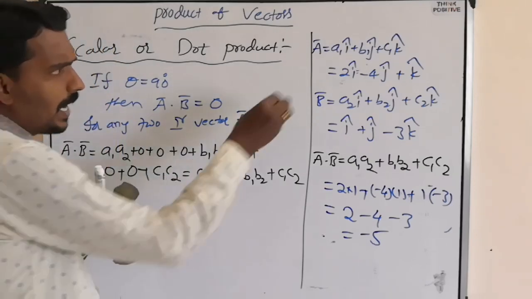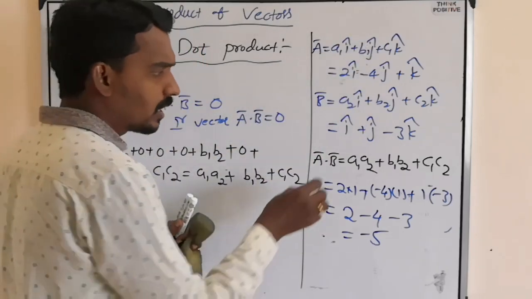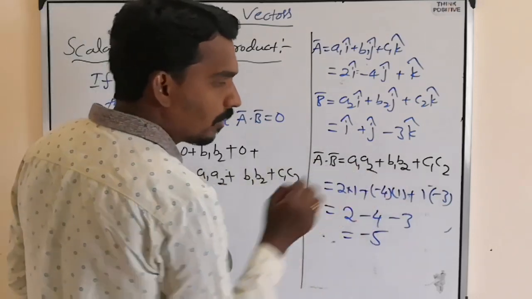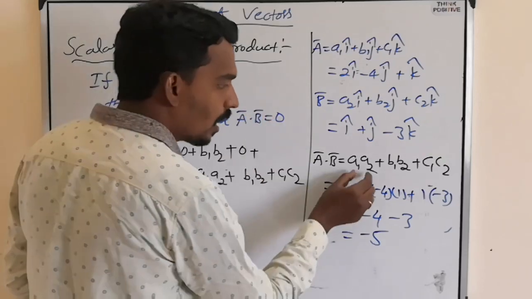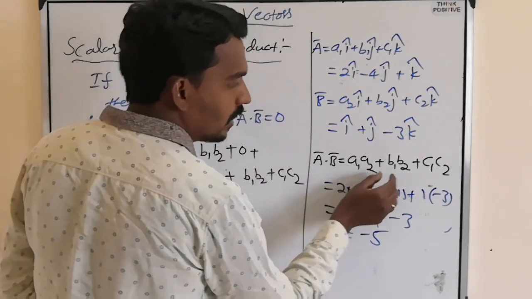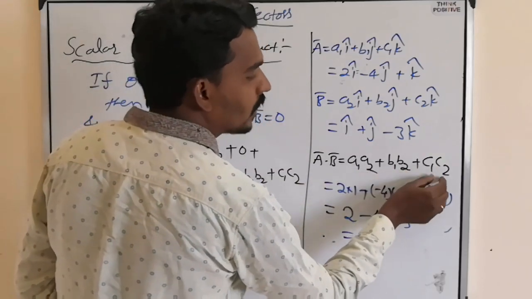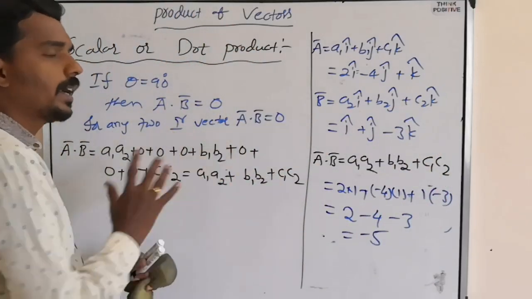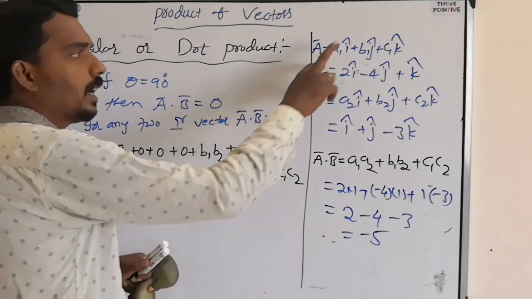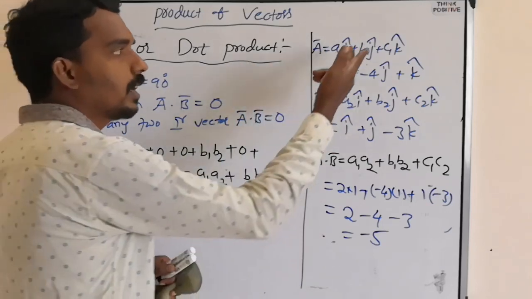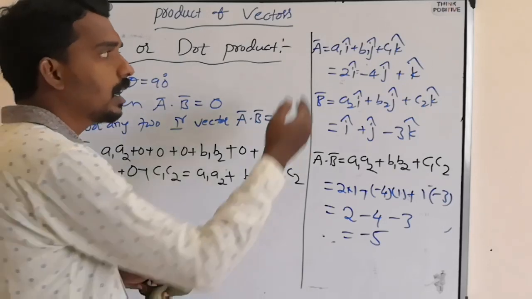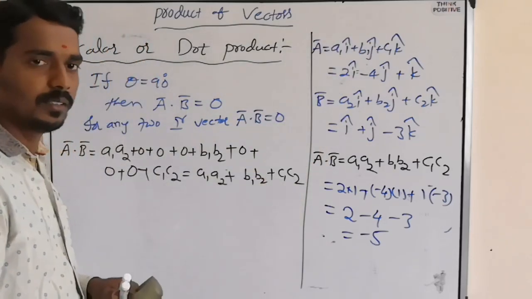So when you take two vectors, the dot product equals the sum of the product of i coefficients, j coefficients, and k coefficients. This is the way you can find the dot product of any two vectors when they are given in vector form, nothing but i j k.